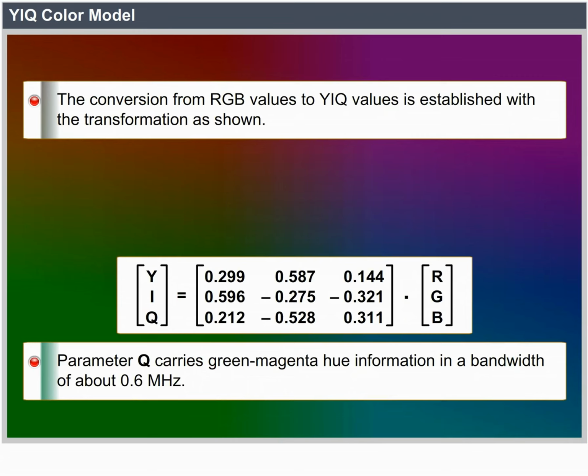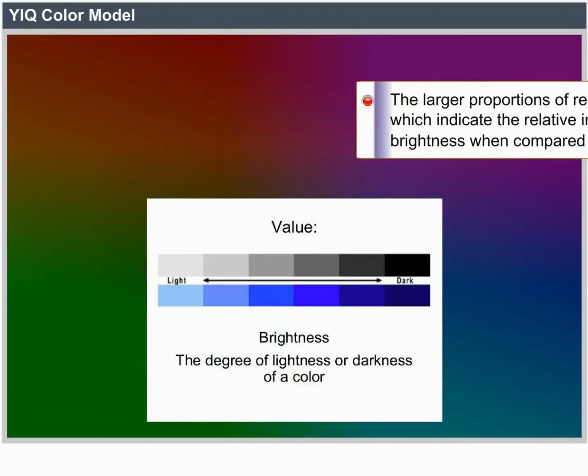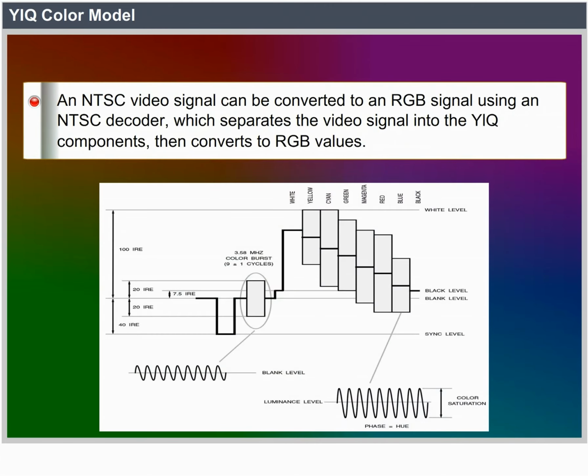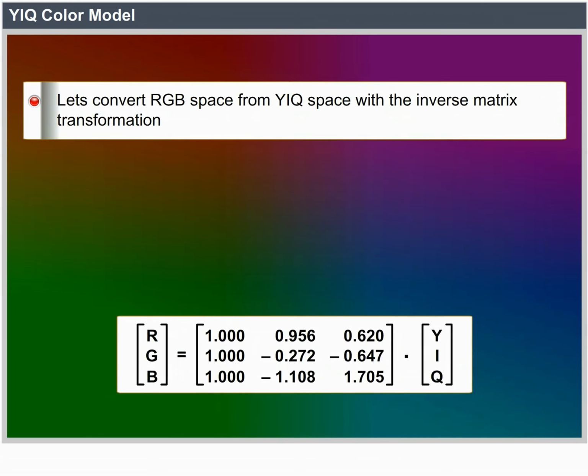This transformation is based on the NTSC standard RGB phosphor, whose chromaticity coordinates were given in the preceding section. The larger proportions of red and green assigned to parameter Y indicate the relative importance of these hues in determining brightness compared to blue. An NTSC video signal can be converted to an RGB signal using an NTSC decoder, which separates the video signal into the YIQ components, then converts to RGB values. We convert from YIQ space to RGB space with the inverse matrix transformation, as shown on the screen.